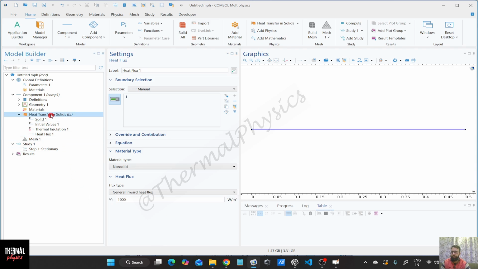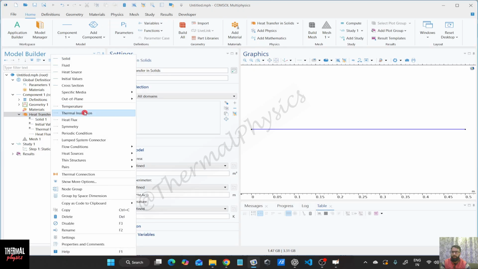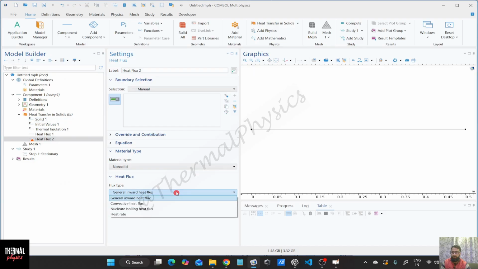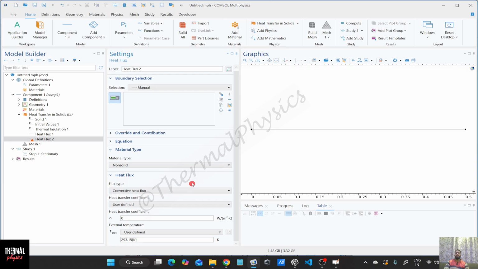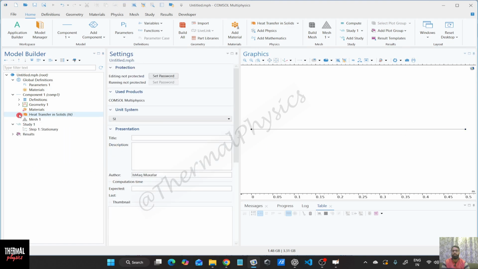Then we have another boundary condition, which is the heat flux again, but this time it will not be general heat flux, it will be convective, because we are studying convection. So on the other side the heat is carried away by convection. For that, H is 20 and T is 25, which is 298 Kelvin, and it has to be assigned on the other side. So we're done with two boundary conditions, because we saw in the analytical solution that only two boundary conditions are needed to get C1 and C2.